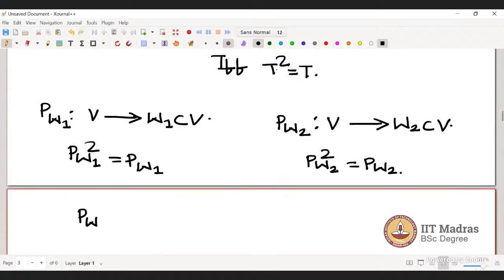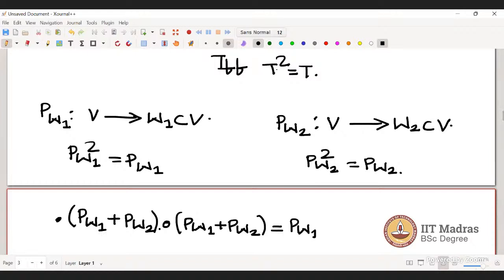How come, sir? So what do you want? You want this to be P of W1. You want to show that this is a projection, right? That is what the option is saying. You want to know whether this map is a projection. So under what condition will this map be a projection map? For that, you want the composition of this map with itself to be the same map, right?